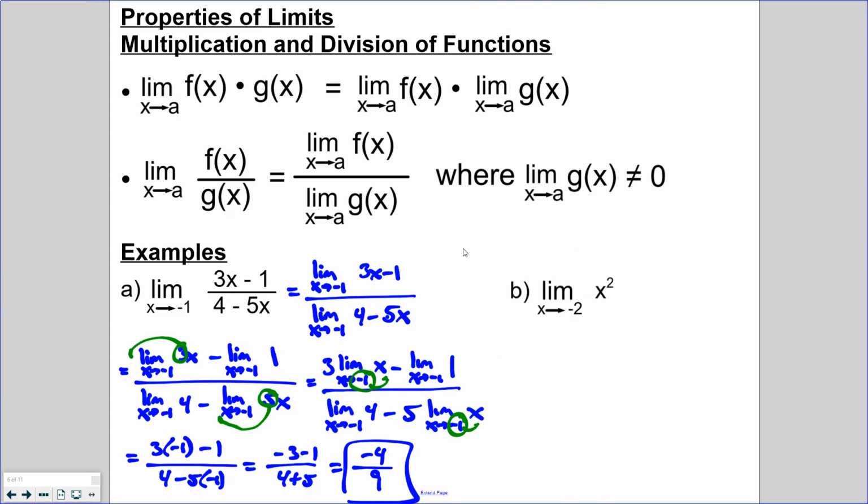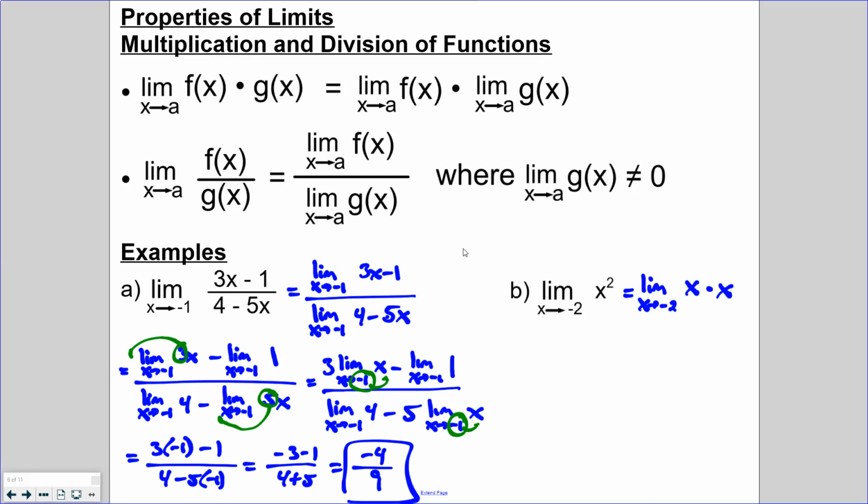All right, our second example is a little bit different because here we have the limit as x approaches -2 of x squared. But unfortunately, we haven't talked about how to take the limit that has exponents yet. So we need to remind ourselves, what does x squared really mean? Well, x squared is really the limit as x approaches -2 of x times x. Because remember, x squared is just the base times itself.